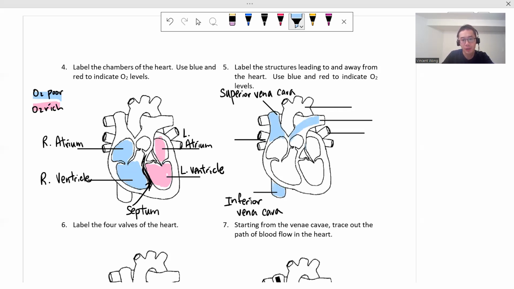This one over here is also oxygen poor, even though it is an artery. And we are taking the blood from the heart to the lungs through this vessel. So that would be the pulmonary artery. This one's on the left. And we have the other side as well. Over here, that would be the right pulmonary artery.